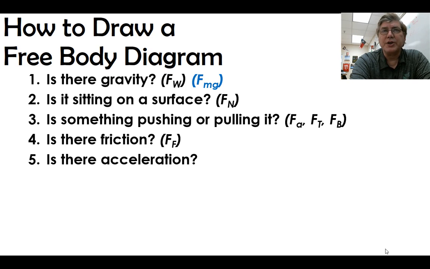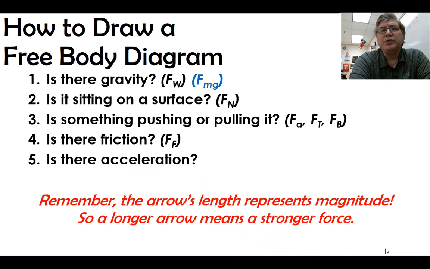Is there acceleration? And this is the last point, and there's no F for acceleration. The acceleration F is the net force. It's the difference from all the other forces, or if you sum them all up, you're left with something left over. That net force is what causes acceleration. Also, the arrow's length represents the magnitude, so a longer arrow means a stronger force.